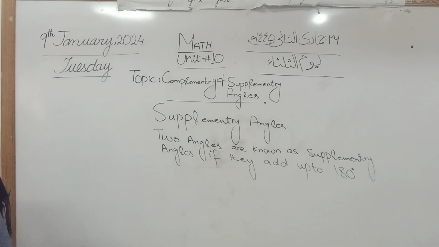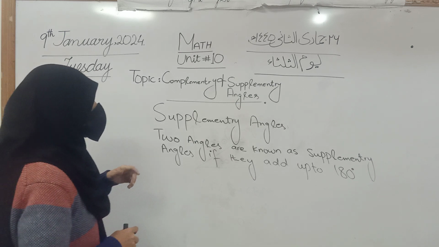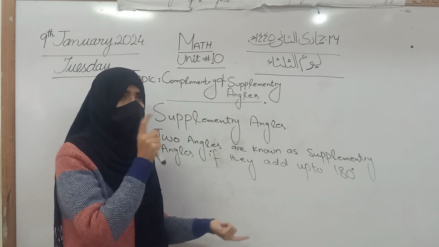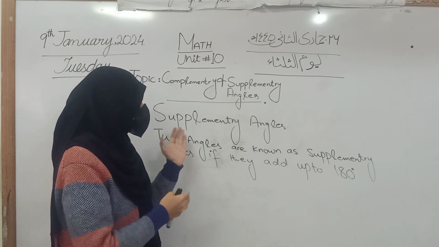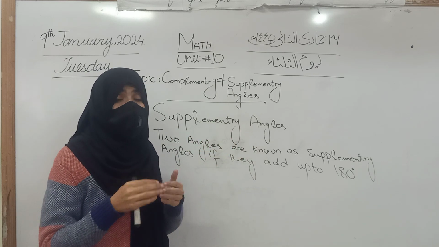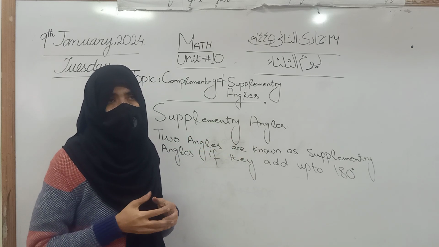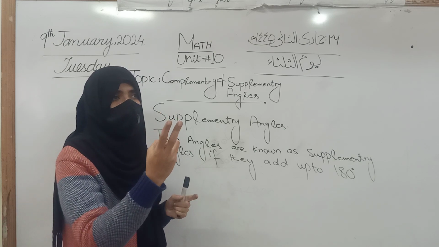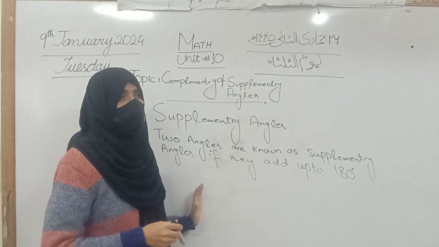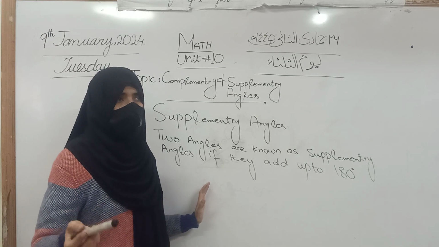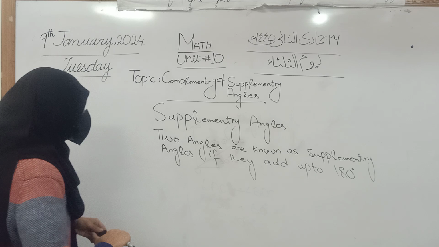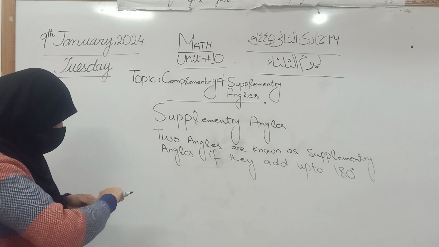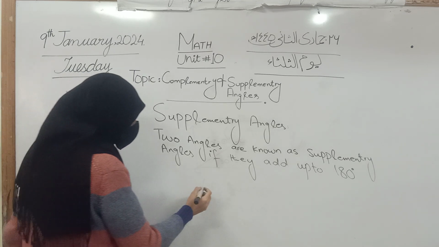And remember that students, complementary angles and supplementary angles only apply to a pair of angles. The previous one, complementary angles, and this one, supplementary angles, always apply to a pair of angles, not more than two. Pair means only two. It can be applicable for two angles, not more than two or three. Okay.